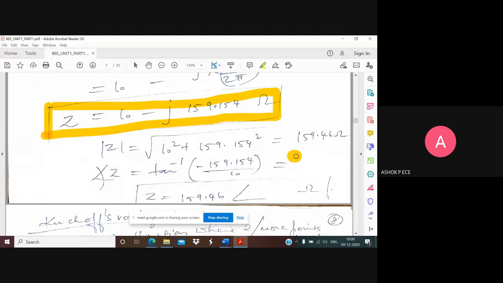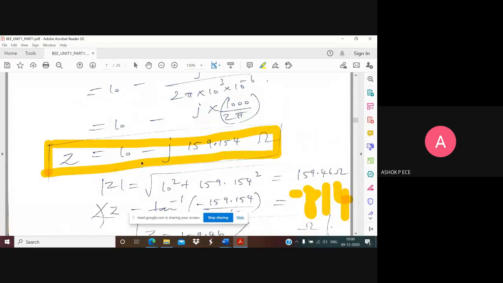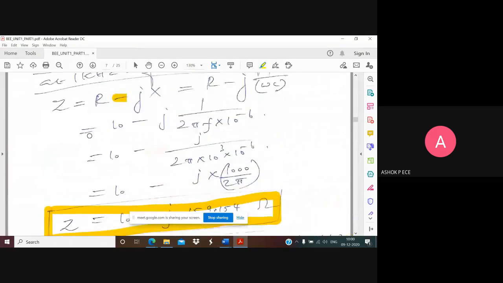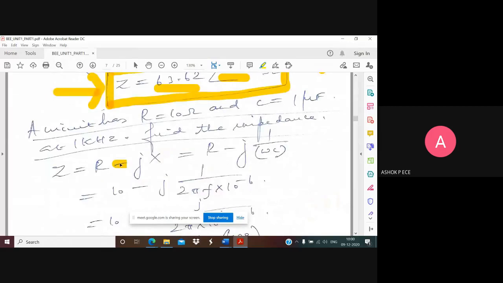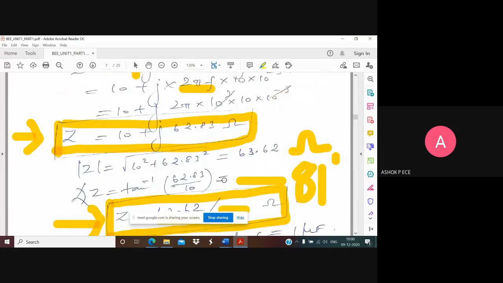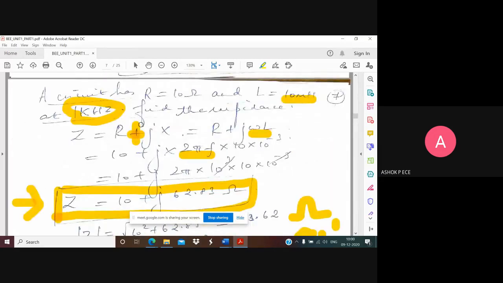For the angle, you get minus 86.4. Minus 86.4 is the angle. Okay, that angle you represent here. And whenever capacitance is given, you have to put a minus sign automatically. If you put plus here, the entire thing goes wrong. Same way for an inductor, if you put a wrong minus sign here, the entire thing is wrong.